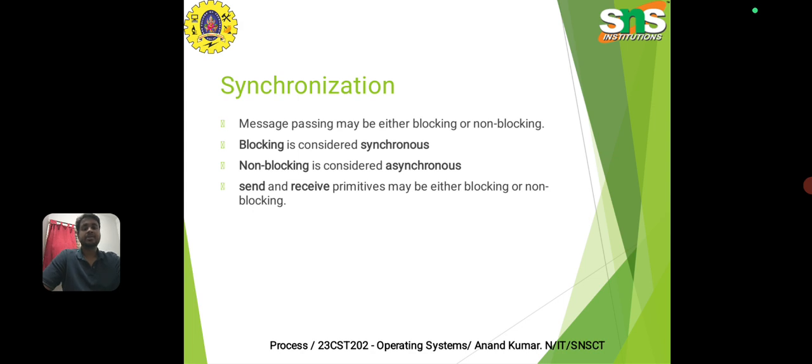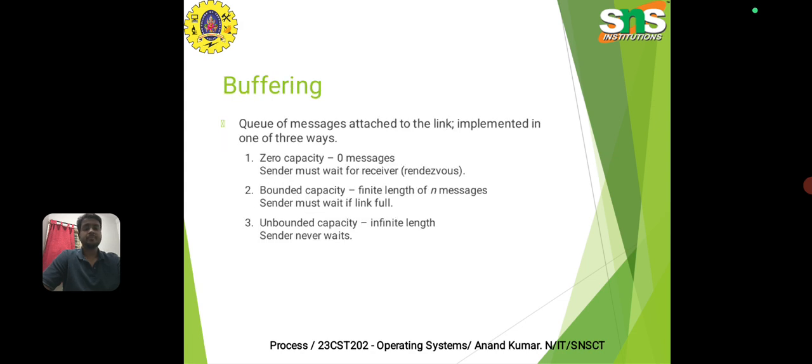Coming to synchronization, message passing may be either blocking or non-blocking. Blocking is considered synchronous, and non-blocking is considered asynchronous. Send and receive primitives may be either blocking or non-blocking. Coming to the buffering aspects, the queue of messages attached to the link is implemented in one of three ways: zero capacity, bounded capacity and unbounded capacity.